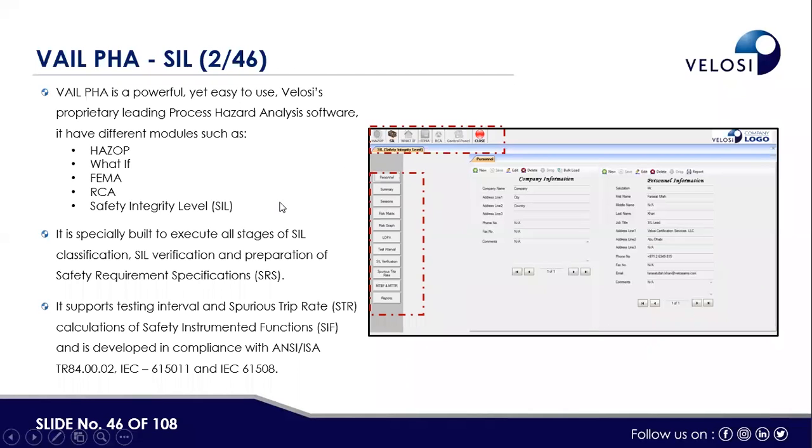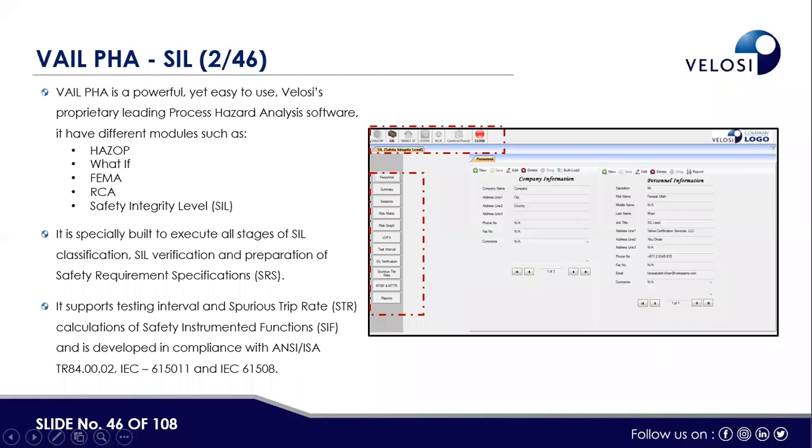It is specially built to execute all stages of SIL classification. We can do SIL classification by 3 methods: risk matrix, risk graph, and layer of protection analysis. We can also perform SIL verification, calculate the testing intervals, prepare the safety requirement specifications, and also calculate the spurious trip rates. It also supports the test intervals and STR calculation of safety instrumented functions, and it is developed in compliance with ISA TR 84.00.02, IEC 61511, and IEC 61508.